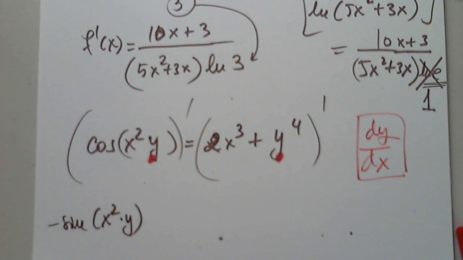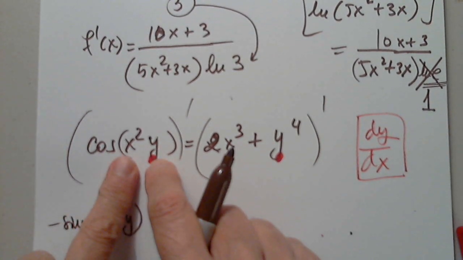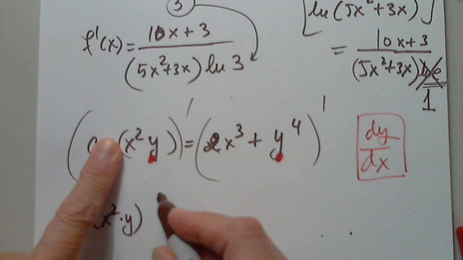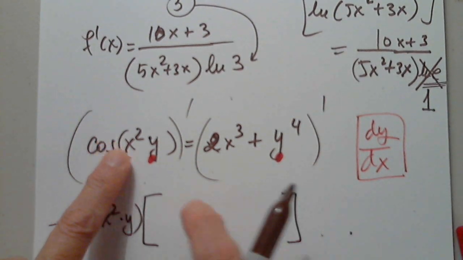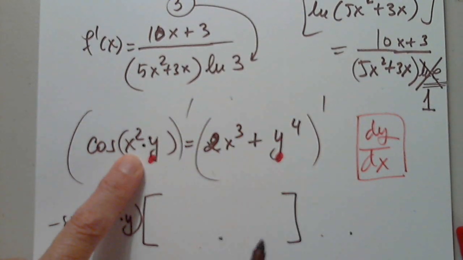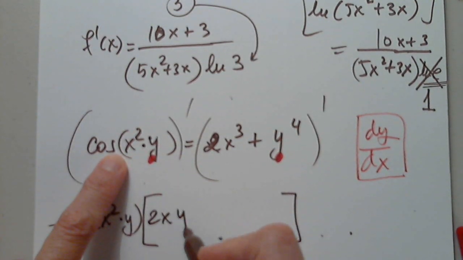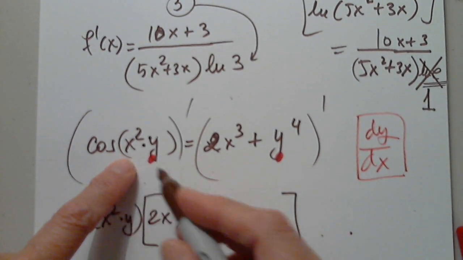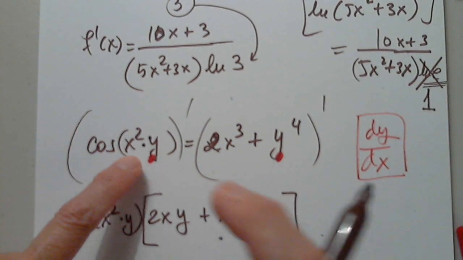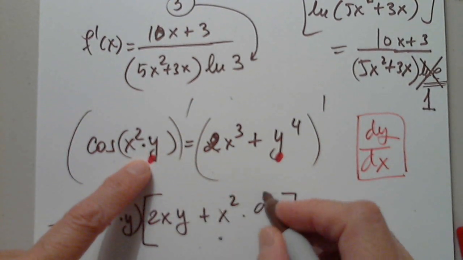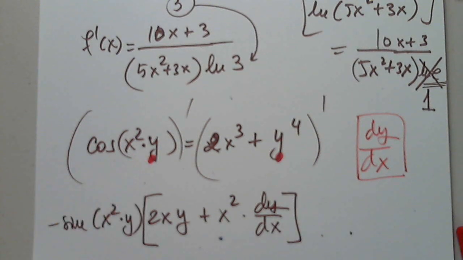x squared y. But now I'm in the inner function. But it's a product. I differentiate the first one, I get 2x plus. I copy the first one, but now I have to differentiate the second one, which is dy over dx.